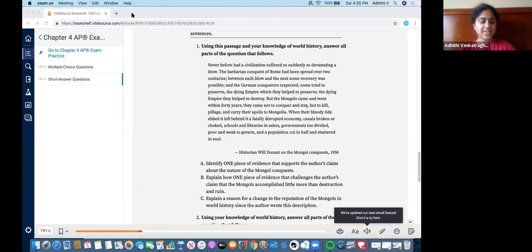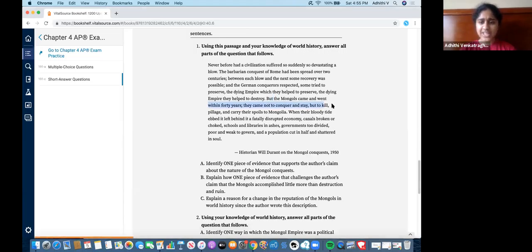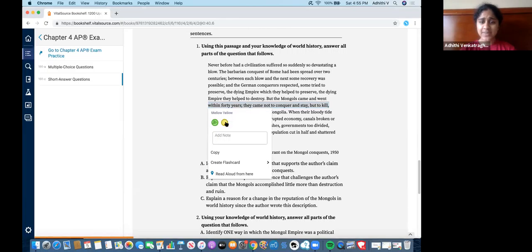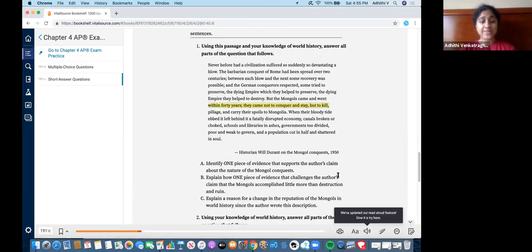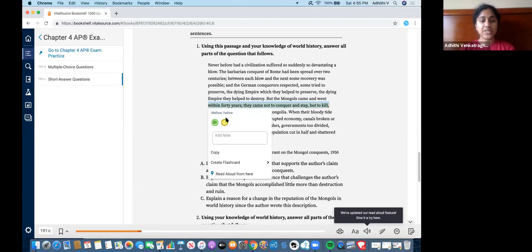I haven't gotten any answers, but what I got for my answer was line 7. If you take a look at line 7, it says, within 40 years, they came not to conquer and stay, but to kill. And that makes it clear the intention, the nature of the Mongol conquest, which was very violent and not caring about the people.